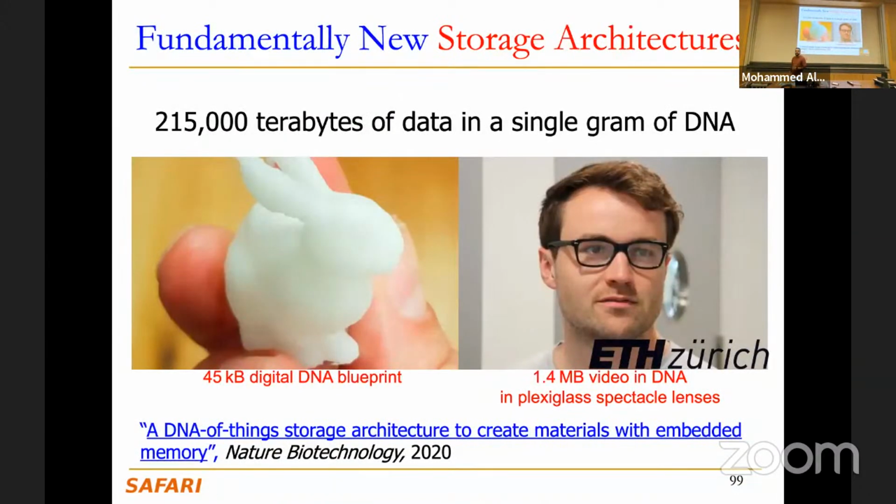This is also from ETH. They are trying to use DNA as a storage material. So this is synthetic DNA. This bunny shape is synthetic DNA. It's manufactured. And within the DNA, if there are only 4 possible options, then you can encode any data using 2 bits, right?